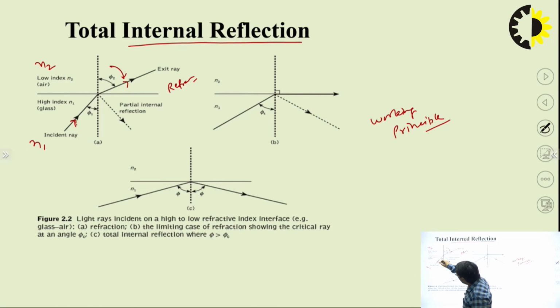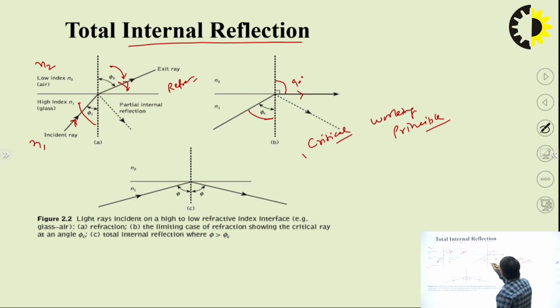A ray incident from a denser medium to a rarer medium slightly bends away from the normal. If we slightly increase the angle of incidence, it will bend more and more away from the normal. There will be a stage when this angle is phi c, and instead of refraction, this angle will become 90 degrees. This is known as the critical condition, and the angle is known as the critical angle, denoted by phi c.